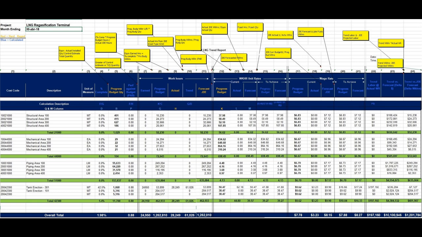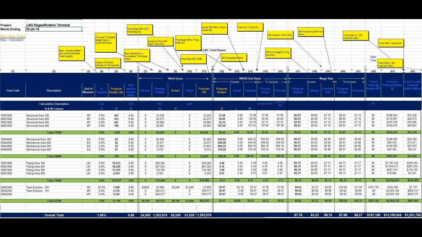Column 15. To achieve progress unit rate, this is a report calculation, work hour progress budget hours minus work hours actual hours, divided by quantity progress budget quantity multiplied by 100 minus percent complete. The resultant value is the unit rate necessary to complete the work, remaining quantity progress budget quantities, at the work hour progress budget hours.